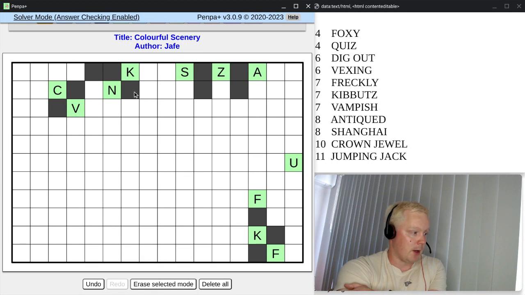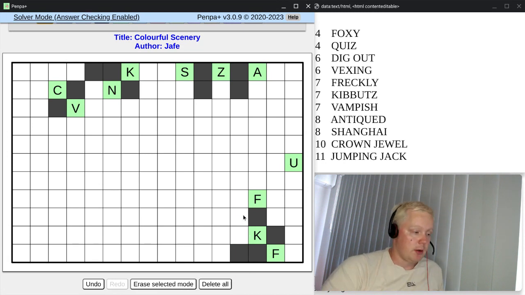Now, we don't know anything about these because they could go through this one or this one. This one could go through this one or this one. And this one has two options as well. But this is more limited. It's blocked on three sides, so it must get out this way.